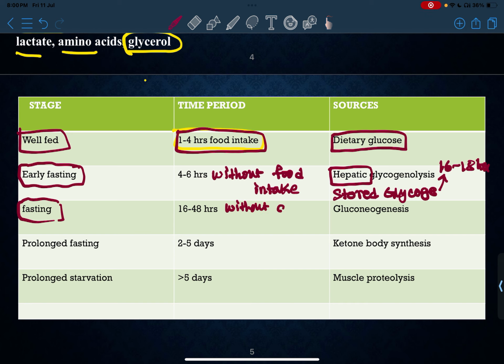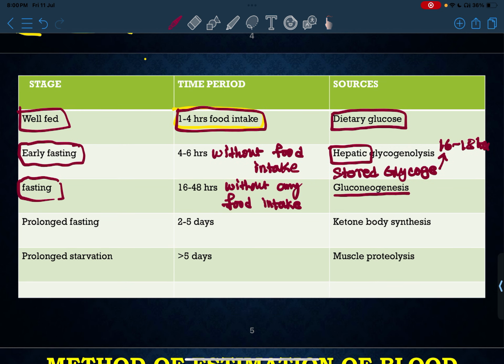Without any food intake is the stage of fasting. In this stage, the source of glucose is gluconeogenesis. I have already cleared what is gluconeogenesis in the previous slide, so no need to clarify here.